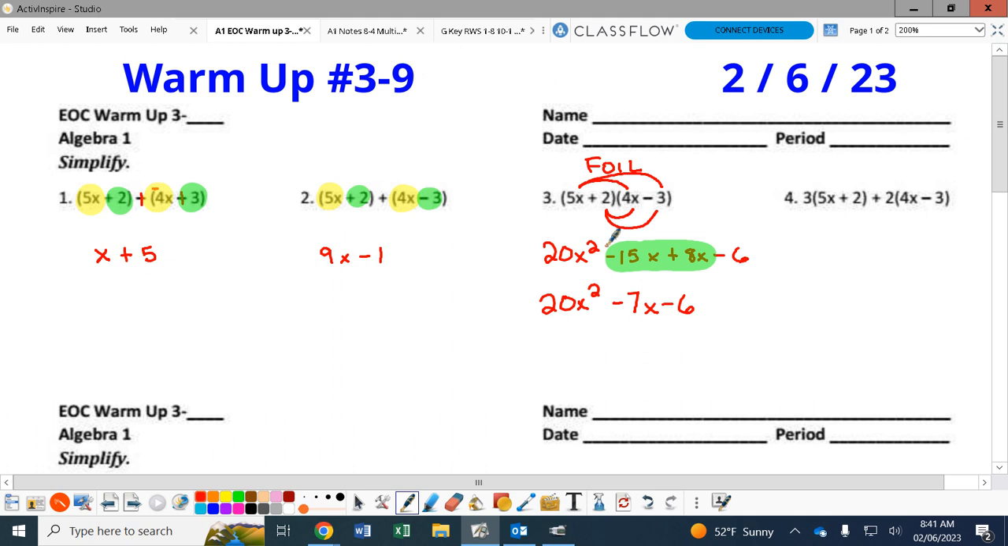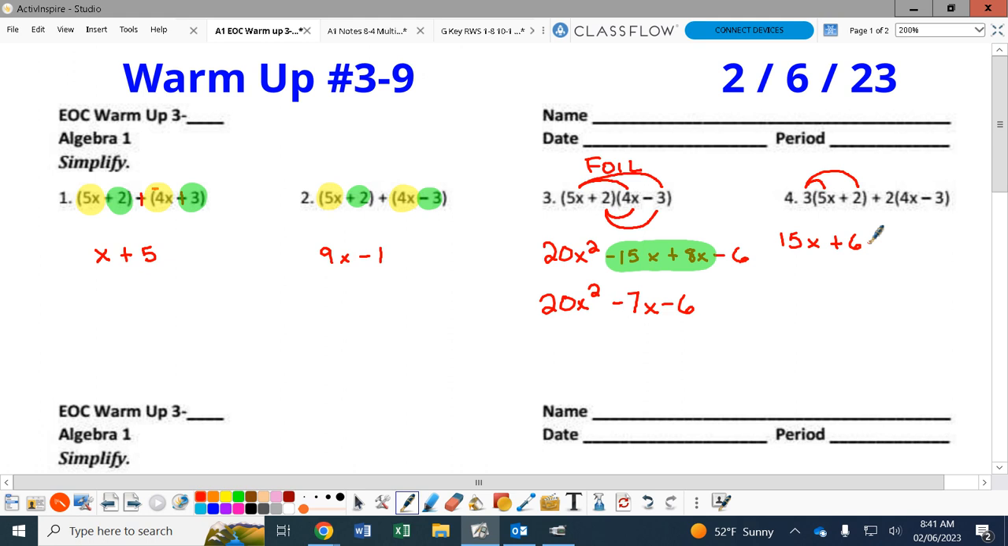Okay, for the last one, again, distributive property followed by combining like terms. We're going to distribute across here. 3 times 5x is going to give you 15x plus 3 times 2 is going to give you 6. Now that's the first distributive property. Now you've got to move to the second one.